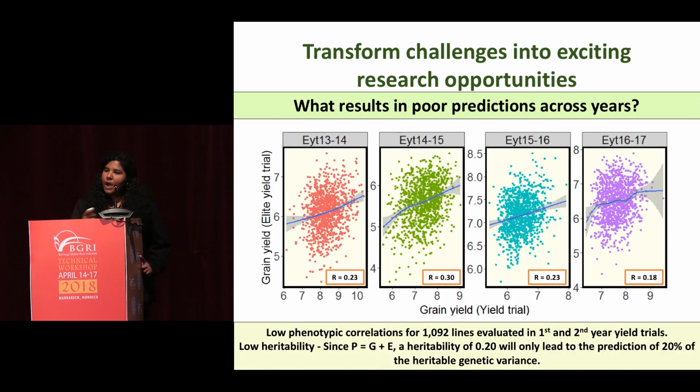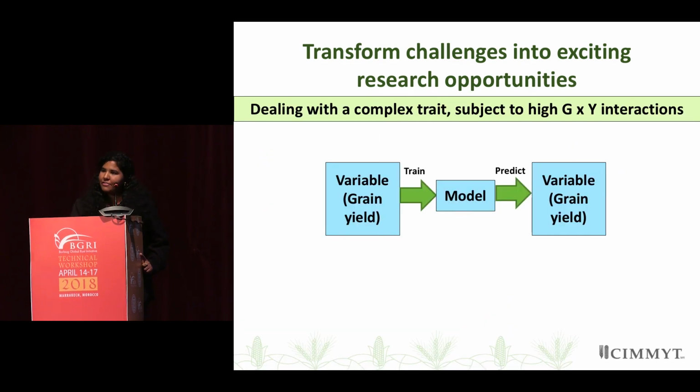We also looked into what results in these poor predictions across years. As you can see in this graph, these are the phenotypic correlations between the first year and the second year yield trials in 4 of our nurseries. As Hans also mentioned about yield stability, this is what you see. And as a breeder, we all know very well that some lines that perform well in the first year might not perform well in the second year. So when we train genomic prediction models using variable data, data that can change in the next year, that's a challenge that we currently have. And when you use it to predict another set of lines, which are again variable, that's again a key challenge.